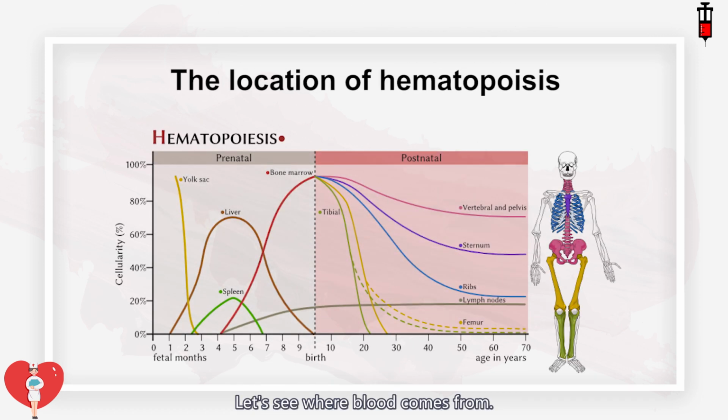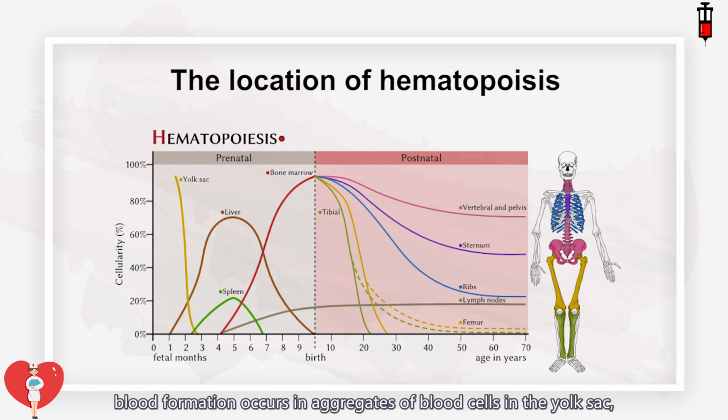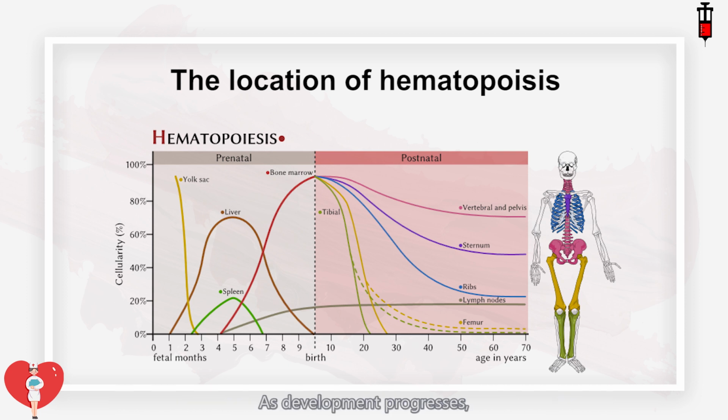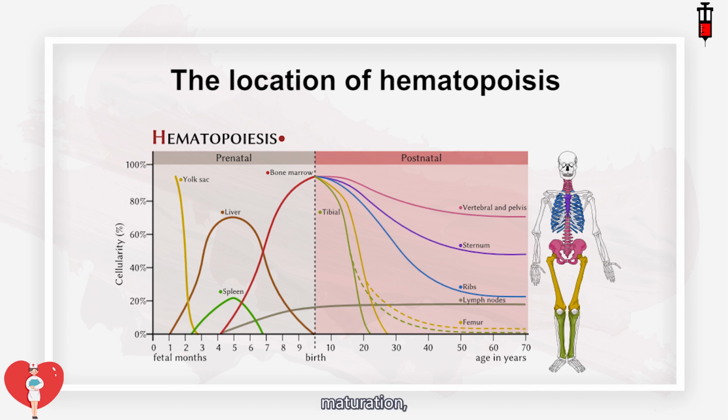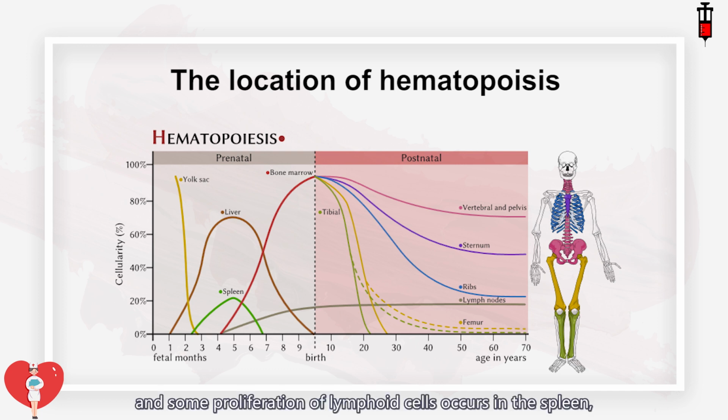Let's see where blood comes from. In developing embryos, blood formation occurs in aggregates of blood cells in the yolk sac, called blood islands. As development progresses, blood formation occurs in the spleen, liver, and lymph nodes. When bone marrow develops, it eventually assumes the task of forming most of the blood cells for the entire organism. However, maturation, activation, and some proliferation of lymphoid cells occurs in the spleen, thymus, and lymph nodes.